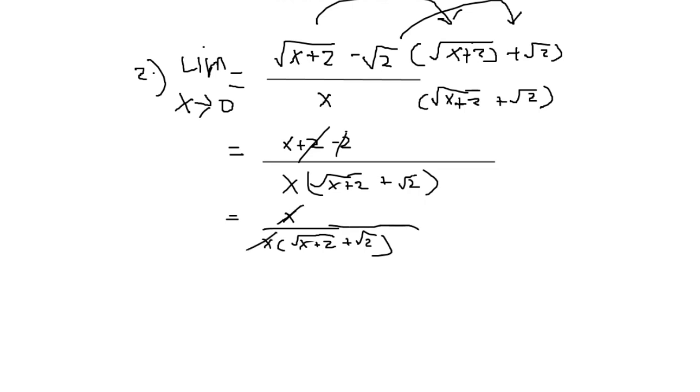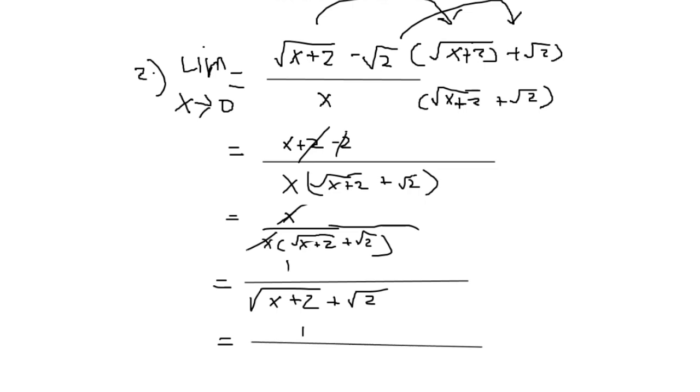So as we can see, may same factor sa numerator and denominator. We can just cancel the x. So what we got here is 1 over the square root of x plus 2 plus the square root of 2. So we can now use the direct substitution here. Okay, let's use the direct substitution. So, pinaglagay na yung 0, so 0 plus 2 plus square root of 2.